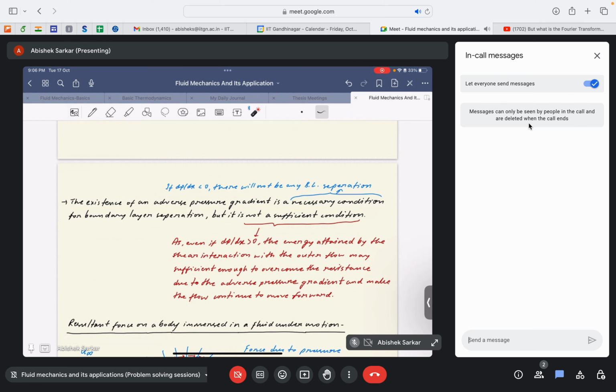So why is it not a sufficient condition? Because even if dP/dx is greater than 0, the energy attained by the shear interaction or the inertia of the flow from the outer flow may be sufficient to overcome the resistance due to the adverse pressure gradient and make the flow move continuously in the forward direction. So there is a balance. Once this inertia is not able to overcome the resistance due to the adverse pressure gradient, the flow will separate.